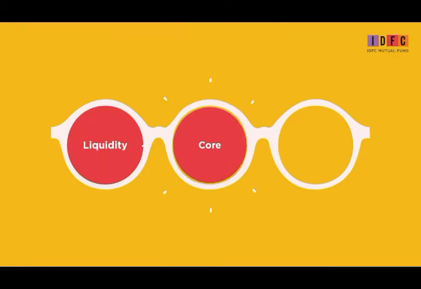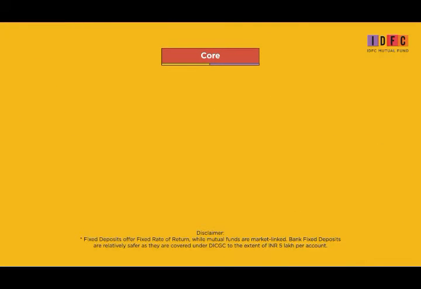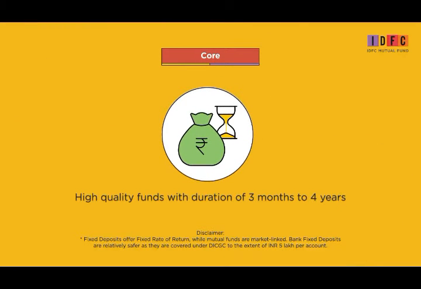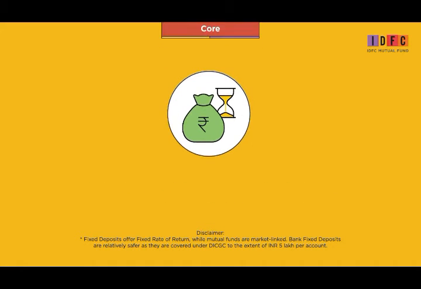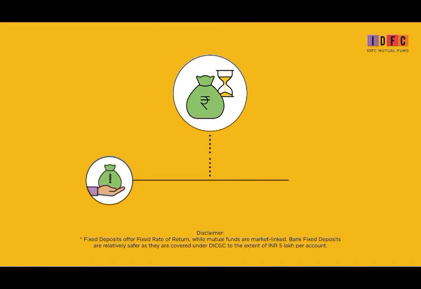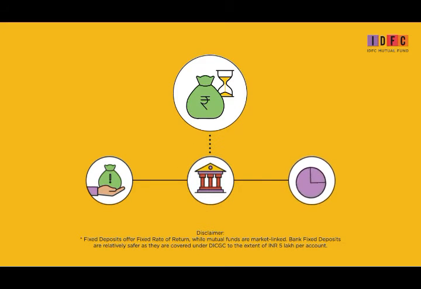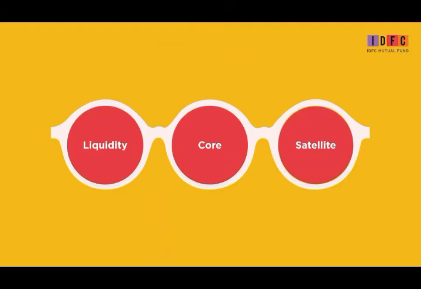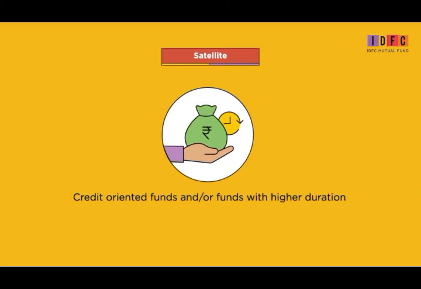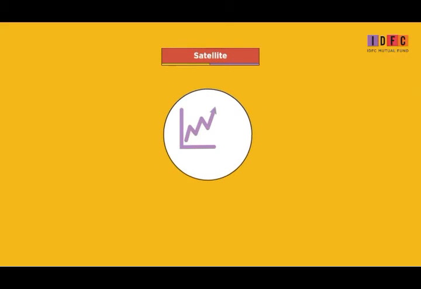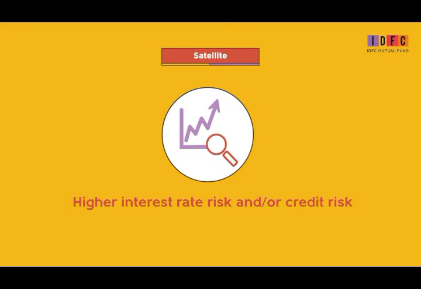The second category is core. These funds limit the duration risk, that is, they maintain a short to moderate maturity profile. They also limit the credit risk. They are ideal for investors looking for a suitable substitute for fixed deposits. Core is the most important component of your portfolio and should have a large allocation. Lastly, we have the satellite category of debt funds. Ideal for investors who have a high risk appetite and are looking for high returns. The funds typically take higher interest rate risk and/or credit risk.